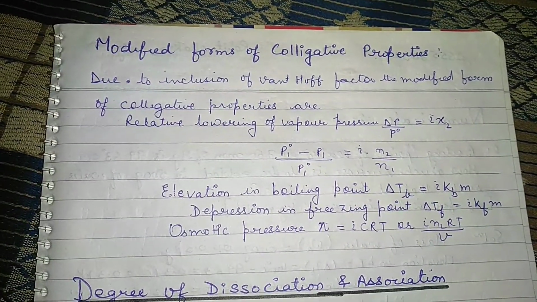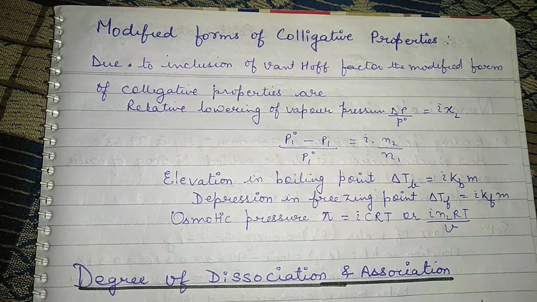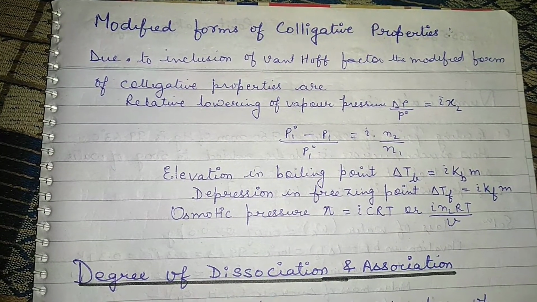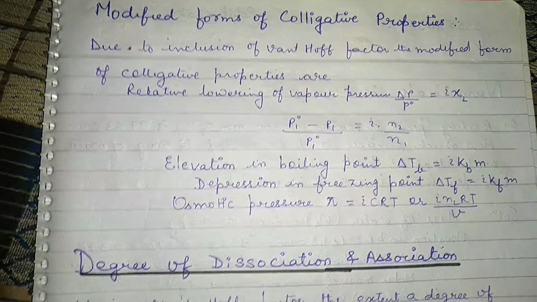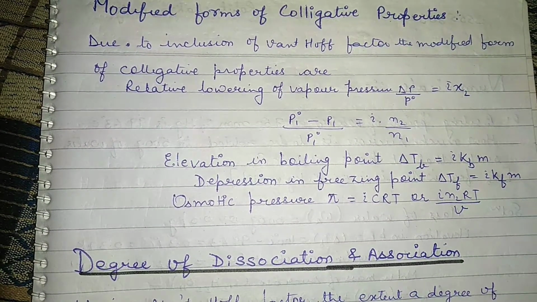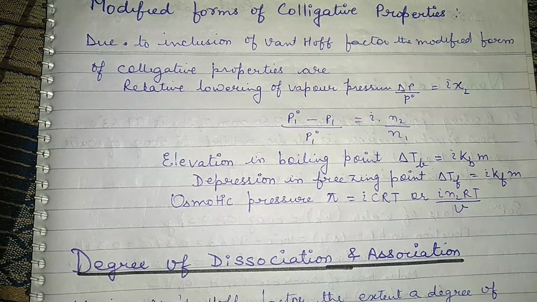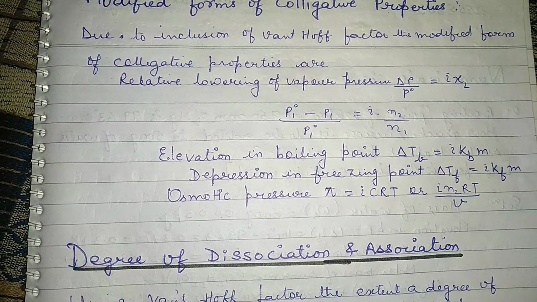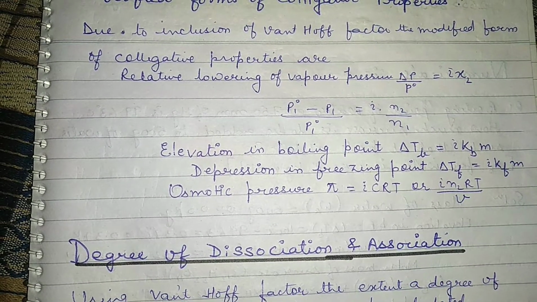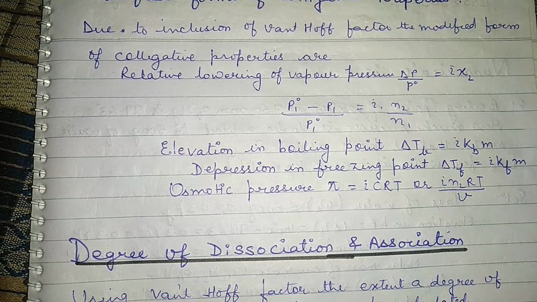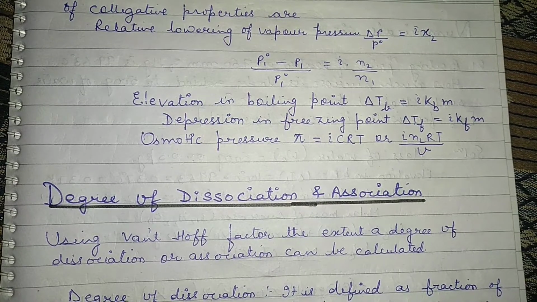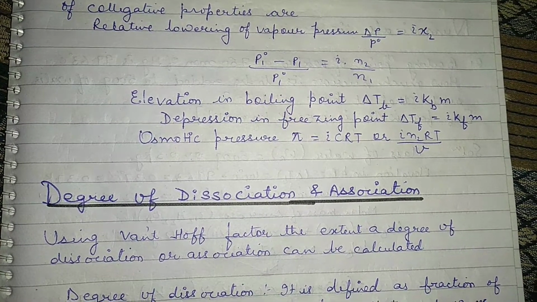Now the next topic is the modified forms of colligative properties. Due to inclusion of the Van't Hoff factor, the modified form of the colligative properties are as follows. The relative lowering of the vapor pressure: delta P upon P naught is equal to i into X2, where X represents the mole fraction. We can write P1 naught minus P1 upon P1 naught is equal to i into n2 upon n1. Elevation in the boiling point, that is delta Tb, is equal to i into Kb m.